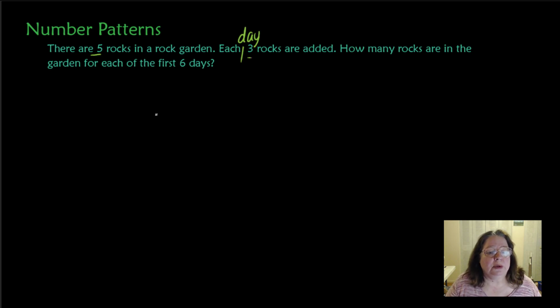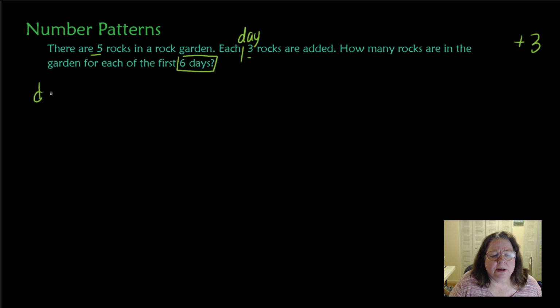What is our rule here? If you said plus 3, you are correct. Each day, 3 rocks are added. What is our starting amount of rocks? Correct, it's 5, and we are interested in the first 6 days. I think it would be helpful to make a little chart. So I've got day 1, day 2, day 3, day 4, day 5, and day 6.